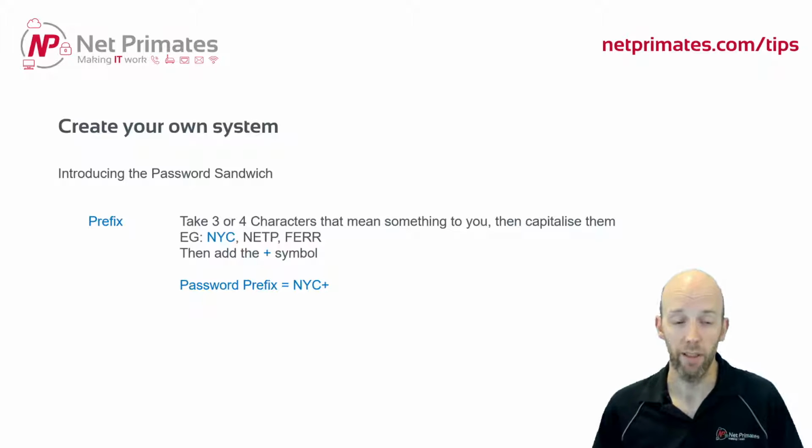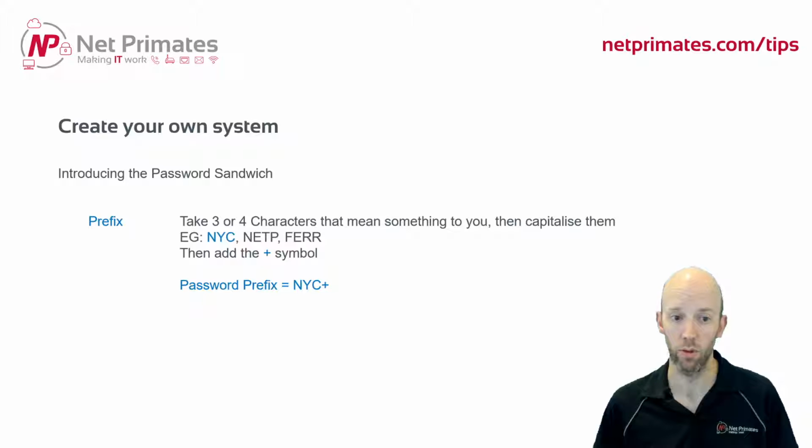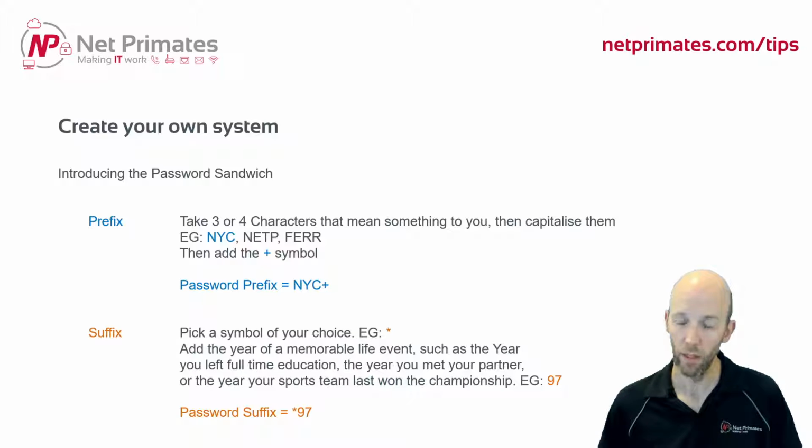In the example here, I'm going to use NYC. And as you can see, I'm then going to add a plus symbol to the end of it. So that's the prefix. So all of my passwords from now on are going to start capital N, capital Y, capital C, plus sign. We're then going to work on a suffix, which is going to be the end of every password that we use from now on.